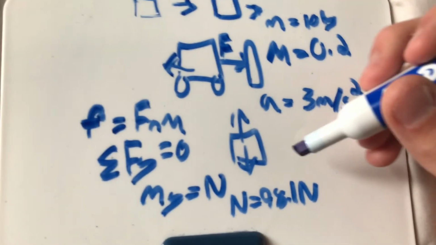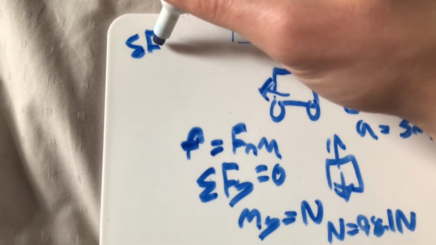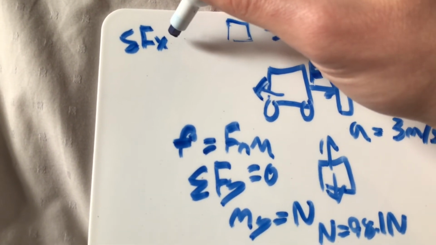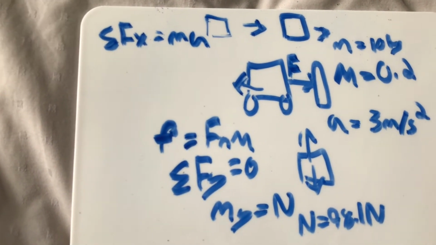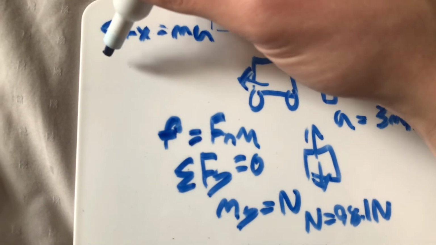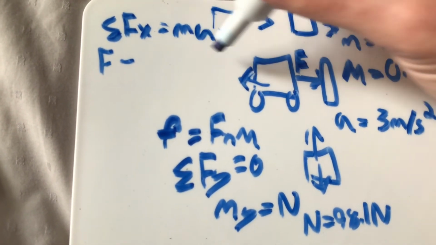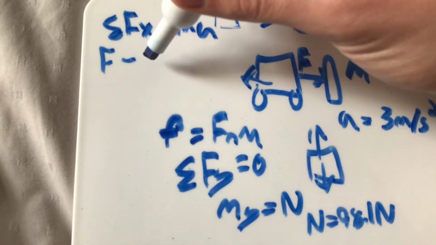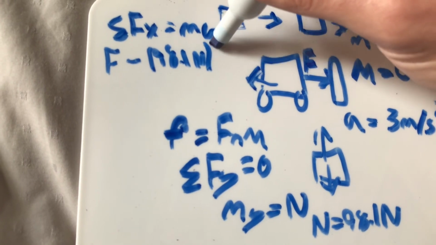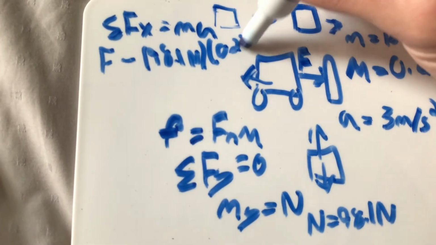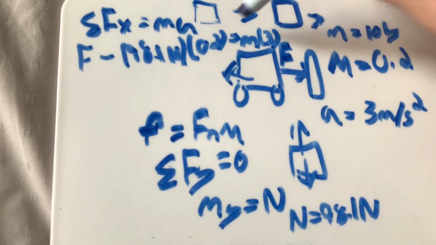Now we know friction as well. Talk about our sum of the forces in the x. The sum of the forces in the x is not equal to 0. Rather, it is equal to some value ma. Well, we know what m is. What are the forces? Well, it's F that we now know, minus the frictional force, which is N, which is 98.1 newtons, times friction, which is 0.2, is equal to m times a, which is 3 meters per second squared.